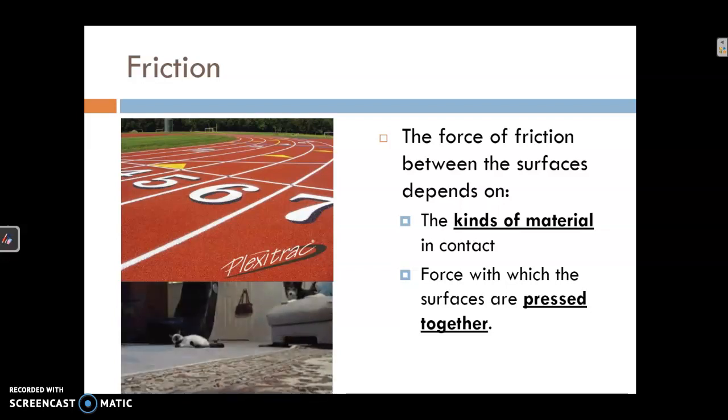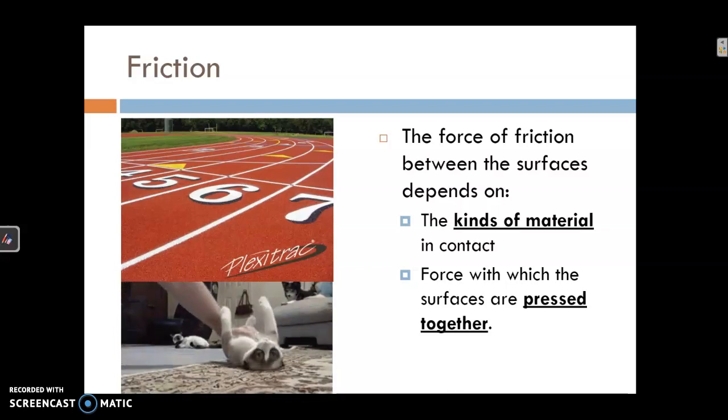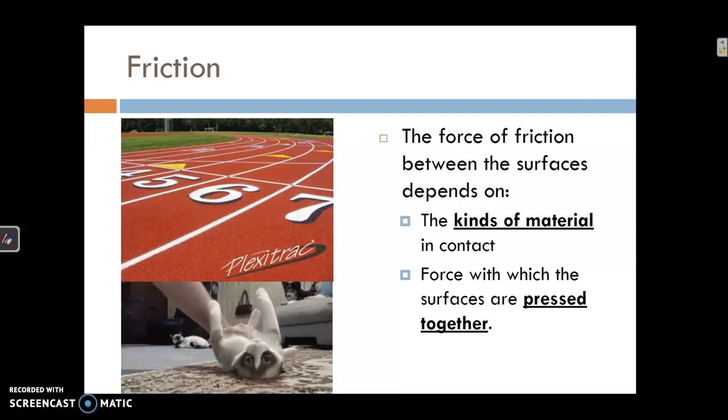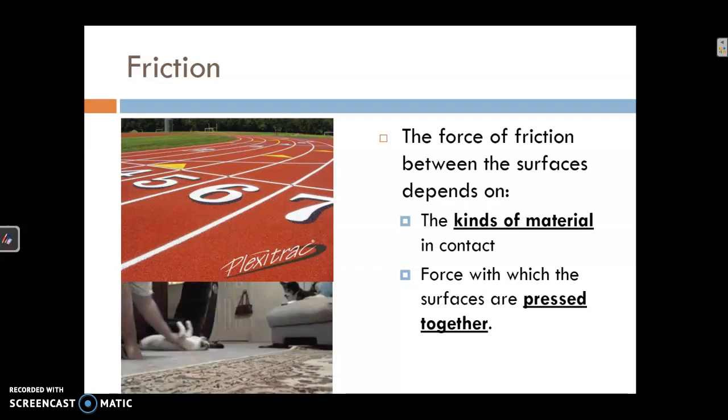So you have your weight force that is acting down, and then you also have that support force, or that normal force, acting back up. And that normal force indicates to us the force with which you are pushing something together. So again, it depends on the kinds of material that you're in contact with and the force with which you're pushing or pressing them together.